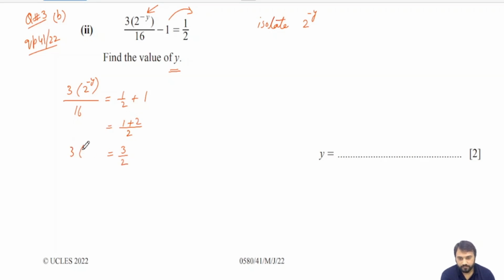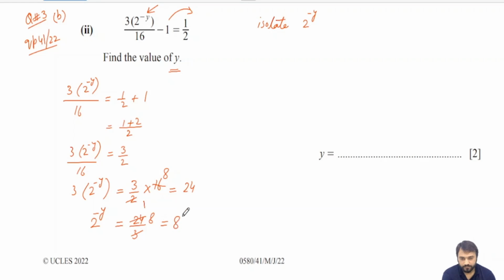After that, 2 raised to power minus y. 16 is dividing. When it moves, it will multiply. So 3 into 2 raised to power minus y is equal to 3 over 2 multiplied by 16. We can cancel that: 2 one time and 2 eight times. Our answer is 3 into 8, which is 24. And 3 is multiplying. When it moves, it will divide. So 2 raised to power minus y is equal to 24 over 3. 3 how many times 24? 8 times. At this moment, we have 2 raised to power minus y is equal to 8.